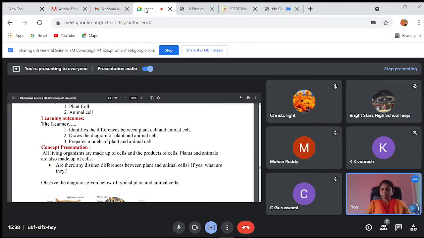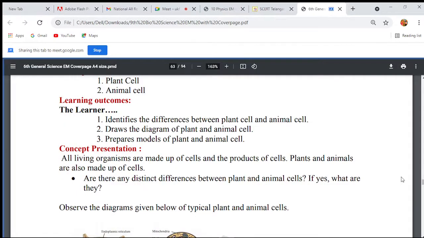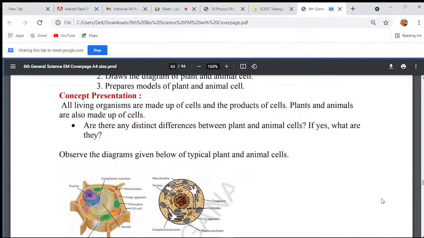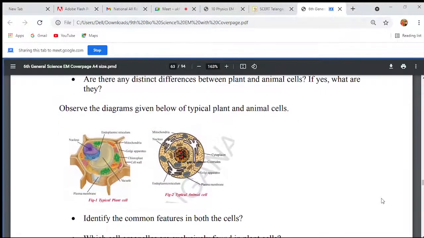Are there any distinct differences between plant cells and animal cells? Can you tell me what is the main difference between a plant cell and an animal cell? What are the differences? Suppose you see these two diagrams. On the screen you can see two types of diagrams: a typical plant cell and a typical animal cell. What is a typical cell?